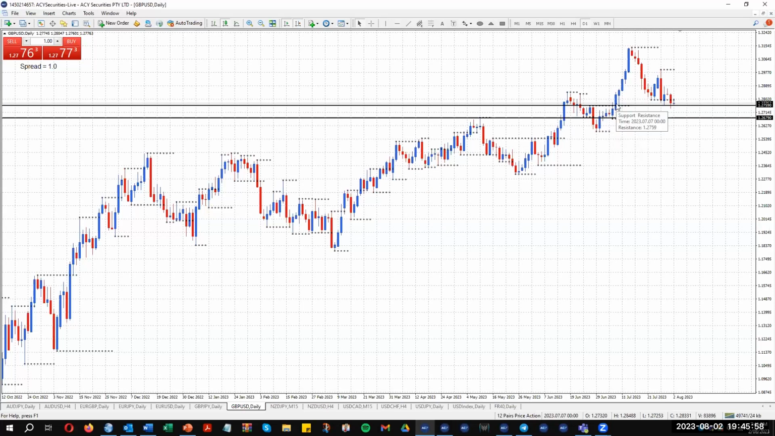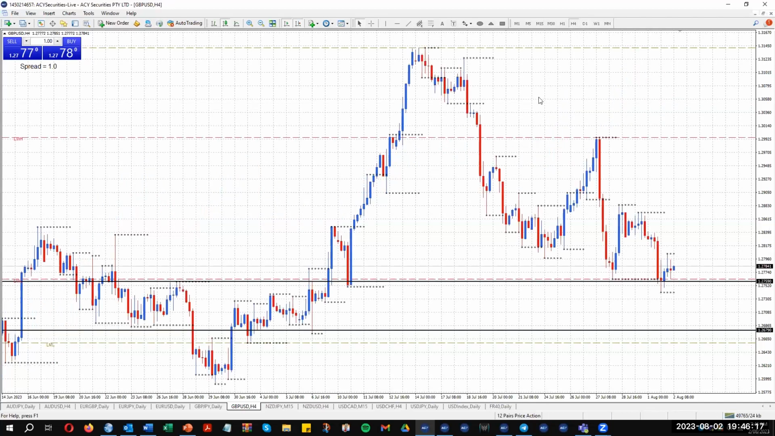We break above on that day. The next day comes straight back down to the broken level of resistance to become support. So over 2 trading days, you get the same thing occurring. That pulls back to now support. We break above that resistance level, it pulls back to support. Let's have a look at that on the 4-hour chart.